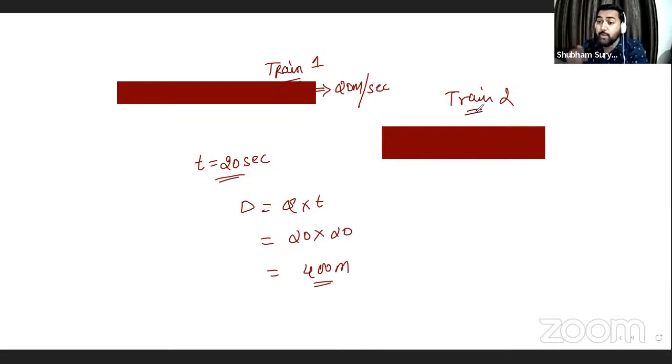क्यों? जो दूरी तय कर रहा है t is equal to 20 seconds में, वो कितनी दूरी है? वो ट्रेन 2 को क्रॉस करने की दूरी है. मतलब ट्रेन has to cover its own length plus the length of the train. मतलब ये 400 मीटर क्या है? दोनों का सम है गाइस.